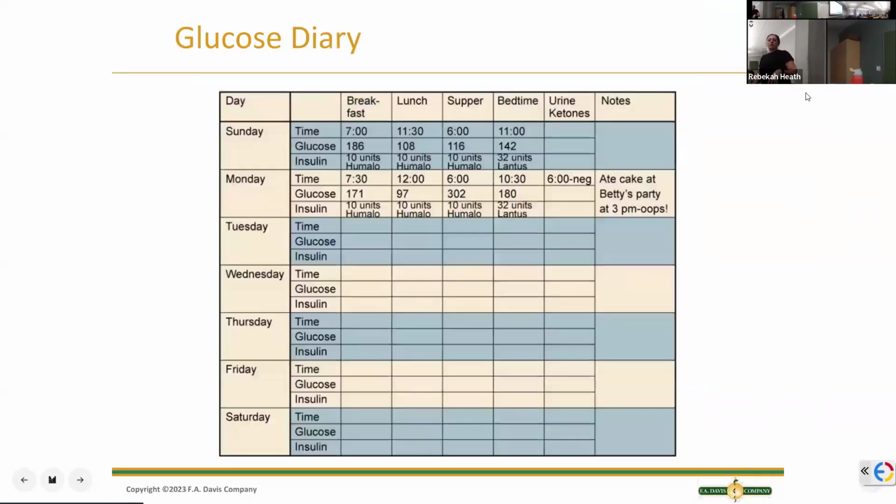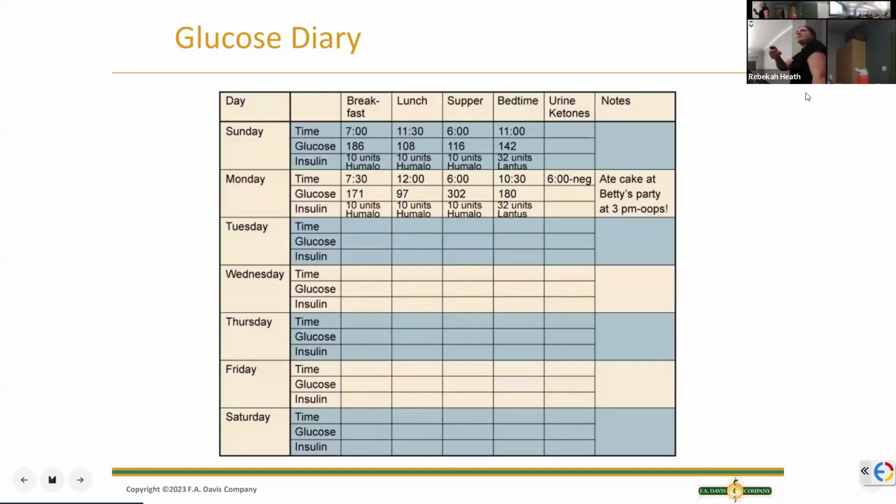You also are going to teach your patients to do a glucose diary when they're at home, or they should be following something like this, where the time of day, it'll say, what time is it? What was your glucose when you checked it? And then how much insulin did you give? Or what medication did you take? Did you take your metformin there? Did you take, whatever they're on?